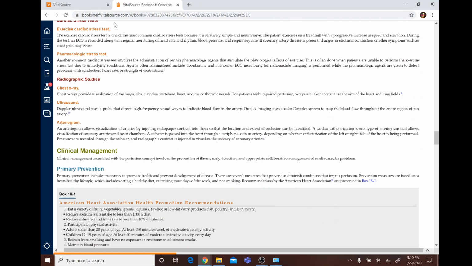So then we have different types of heart tests. We're going to look at cardiac stress tests. We have an exercise cardiac stress test. You get put on a treadmill and you progress in speed and elevation. So if you think coronary artery disease is present, what do you think some of the changes may be? What do you think you'd see? Well, you'd have changes in electrical conduction or other symptoms, and you may have chest pain too.